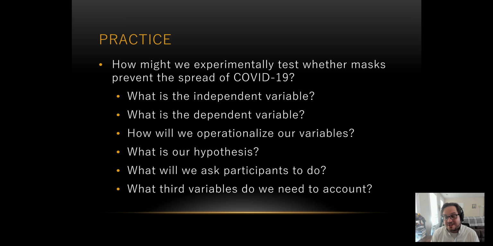Because maybe by chance, there are just certain people within your sample. It happens to be that the people who were assigned to the mask condition are also the people who really like to stay inside. So maybe they are experiencing fewer COVID, they're getting fewer positive COVID diagnoses because they're just simply not coming in contact with other people. That is something that you should account for in your research design. So think about those third variables. What else might impact the results that you observe?